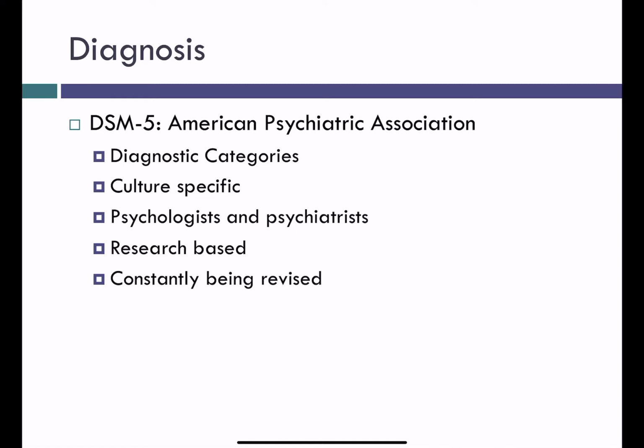So in psychology, the main criteria that we use to diagnose a disorder is the American Psychiatric Association's DSM, or Diagnostic and Statistical Manual of Mental Disorders. It's a system for classifying disorders. You've got these different categories. There are definitions, although it's important to remember that the definitions are culturally specific, so they're based on Western cultural norms. But these tools are used and developed by both psychologists and psychiatrists. They're research-based, and they're constantly being revised. So this is the 5th edition that we are currently in.